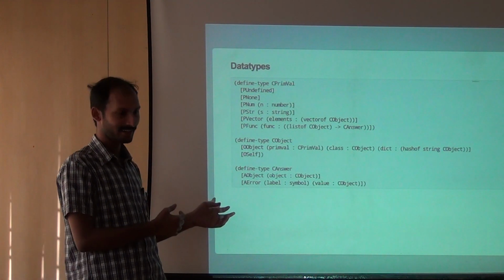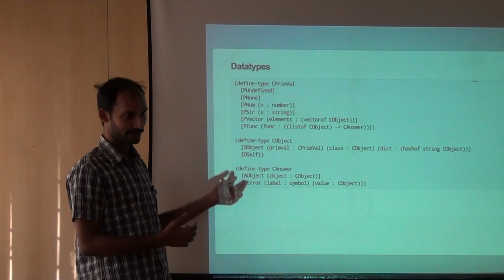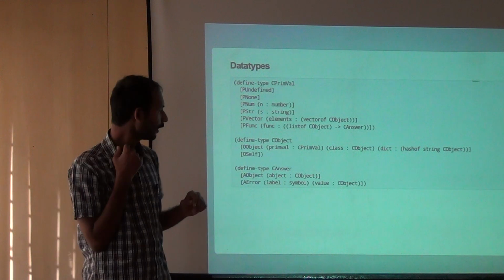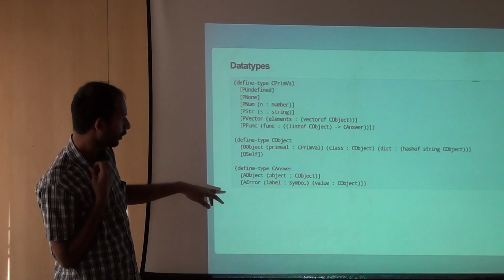Okay, so what do you do if it's an error? What do you do if it's an object? That the interpreter takes care of. What is that O self? Yeah, O self. Sorry, the O self.